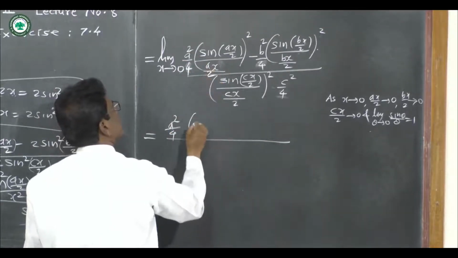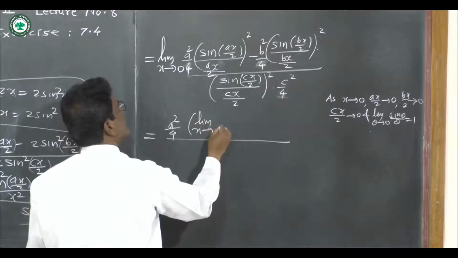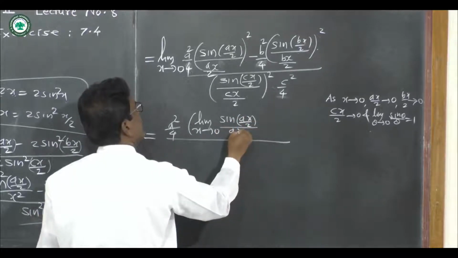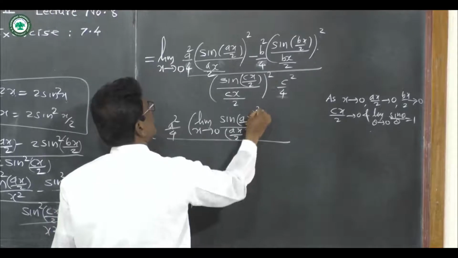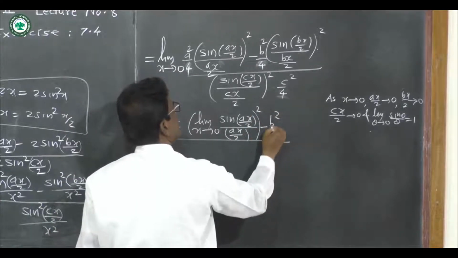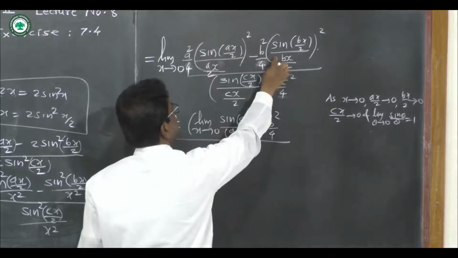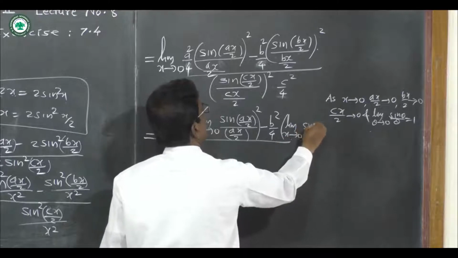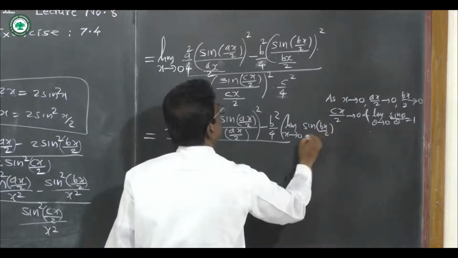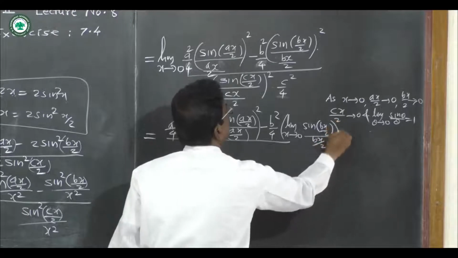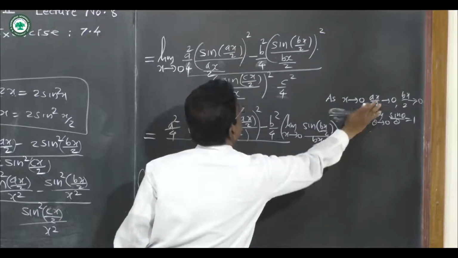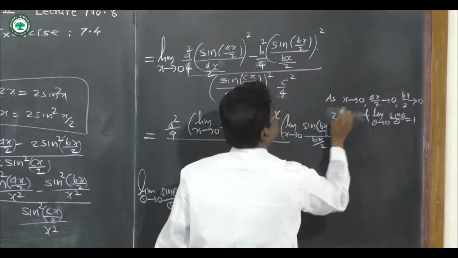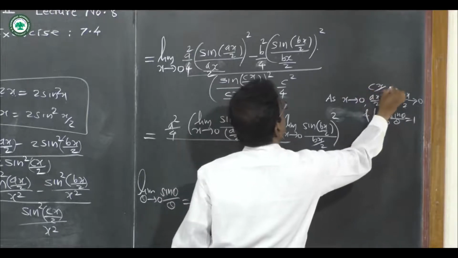Now take here limit, so limit as x tends to 0, sine of ax upon 2 divided by ax upon 2 bracket square, minus this b square upon 4. Now take limit inside this bracket, that is limit as x tends to 0, sine of bx upon 2 divided by bx upon 2 and here bracket square. We write here bx upon 2 tends to 0 and also here cx upon 2 tends to 0.